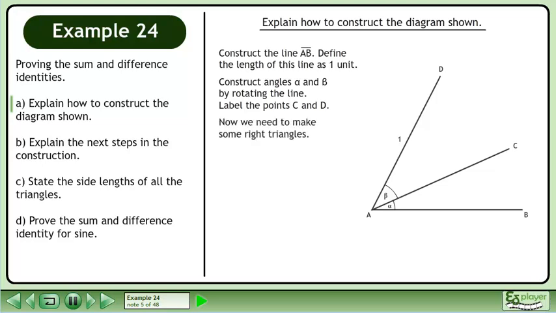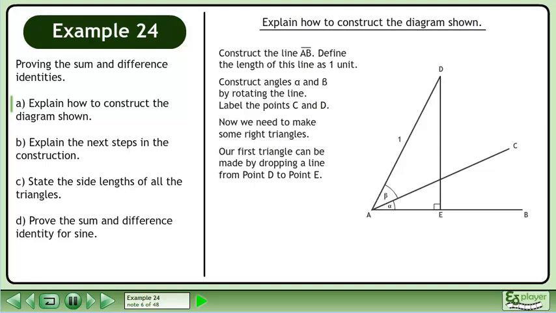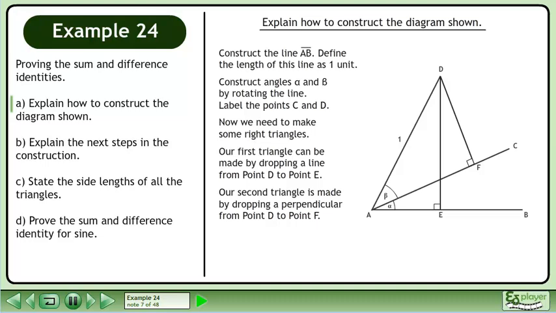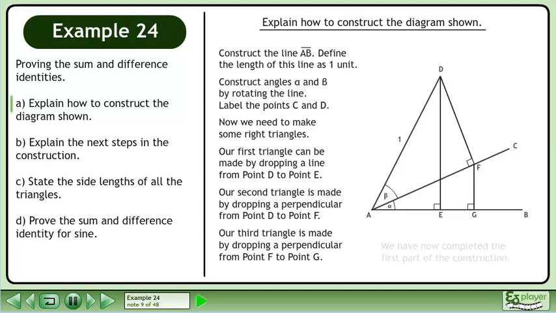Now we need to make some right triangles. Our first triangle can be made by dropping a line from point D to point E. Our second triangle is made by dropping a perpendicular from point D to point F. Our third triangle is made by dropping a perpendicular from point F to point G. We have now completed the first part of the construction.